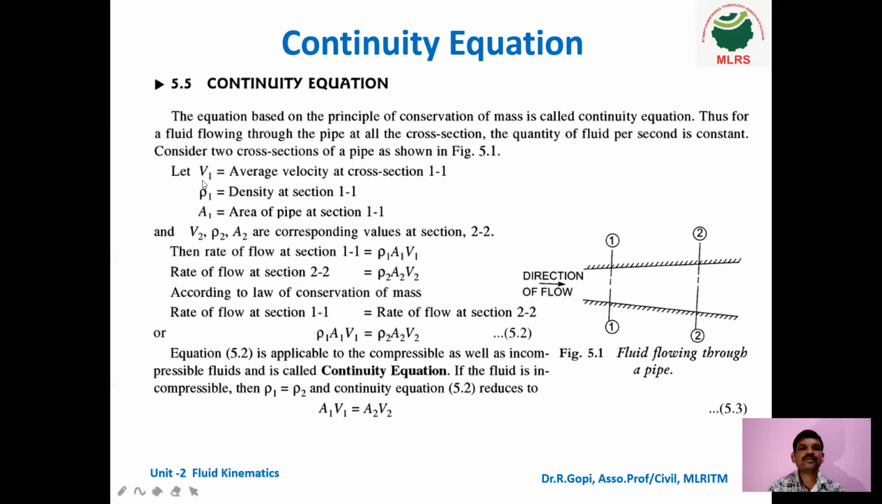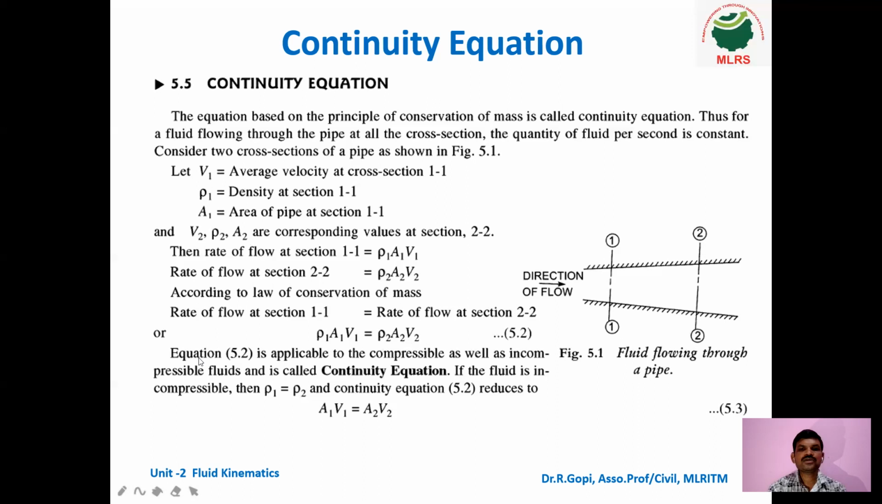Now let V1 be the average velocity at cross section 1, rho 1 the density at section 1, and A1 the area of the pipe at section 1-1. So V1 velocity, rho 1 density and A1 area for section 1, and the same V2, rho 2, A2 for section 2. According to the law of conservation of mass, the rate of flow at section 1 is equal to the rate of flow at section 2. So equating both, rho 1 A1 V1 equals rho 2 A2 V2.